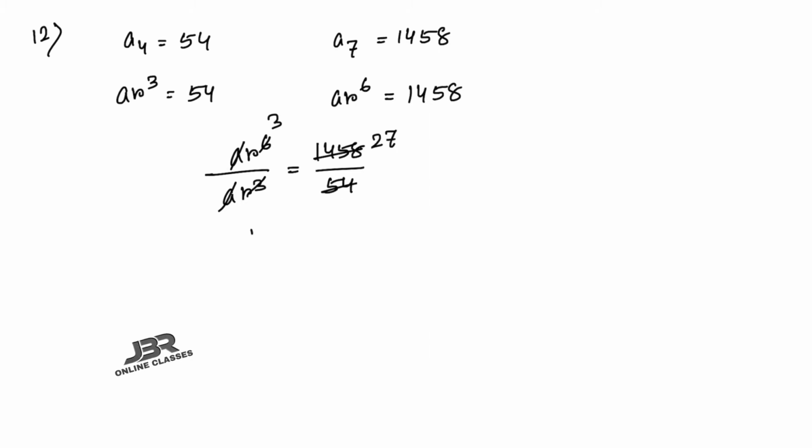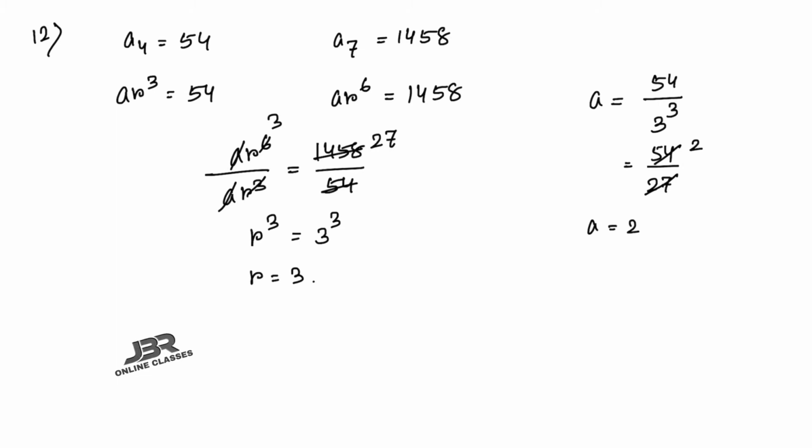27 means 3 cube. So r equals 3. If r equals 3, then a equals 54 by r cube, that means 3 to the power 3. So 54 by 27 equals 2. So a equals 2.